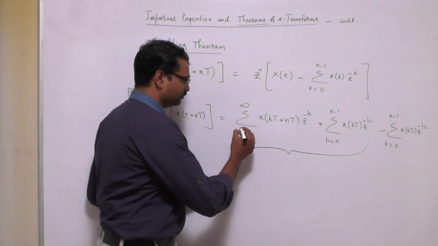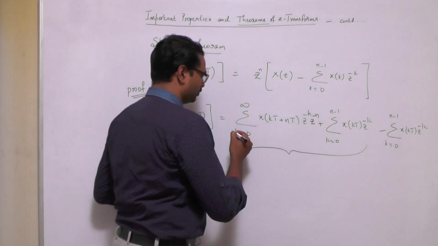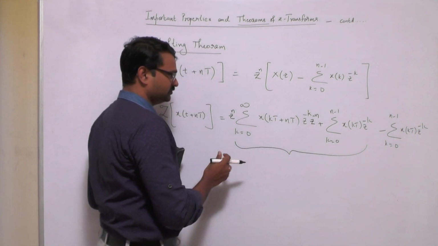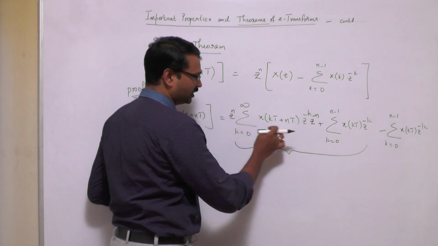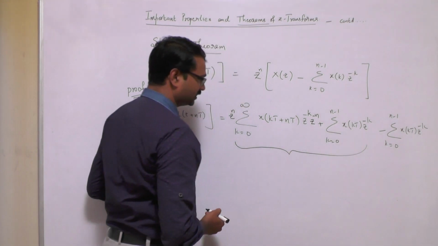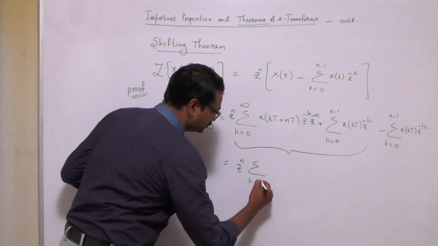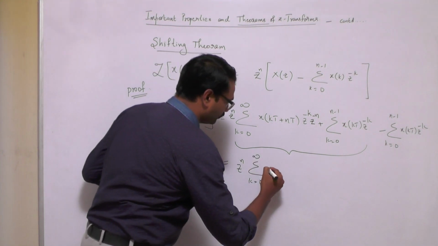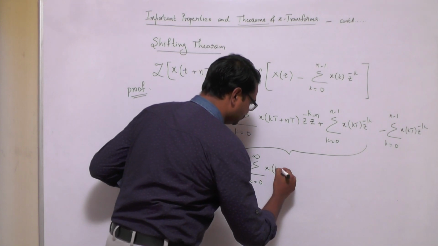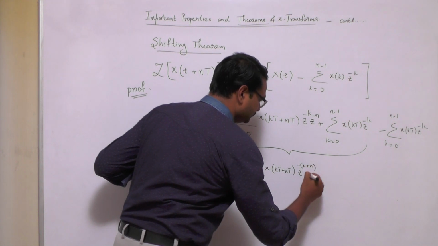Now in this first term which we have discussed, if I multiply with z power minus n and z power plus n here, then there is no problem in this. We can just try and manipulate z power n and z power minus n here, and we get this. Now if you combine these two factors here, you have z power n sigma k 0 to infinity x of kt plus nt z power minus of k plus n.